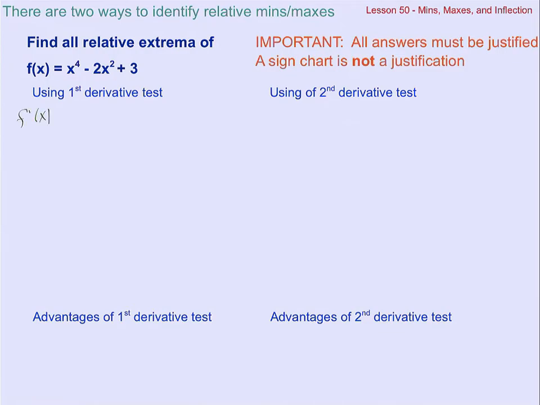We can't do either the first derivative test or the second derivative test without knowing the critical values. So we need to know when f prime of x is equal to 0, which means we need to know what f prime of x is. 4x cubed minus 4x, which we can factor out of 4x. And then we can factor that x squared minus 1 is x plus 1, x minus 1. And so we'll find that the zeros are when x equals 0, when x equals negative 1, or when x equals 1.